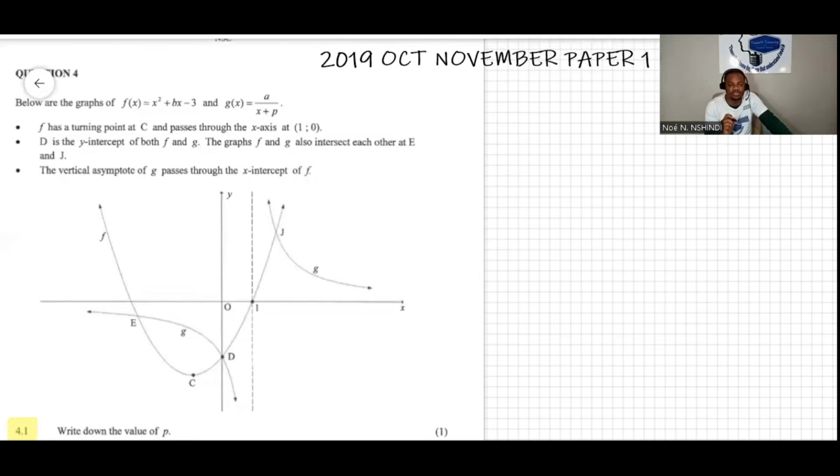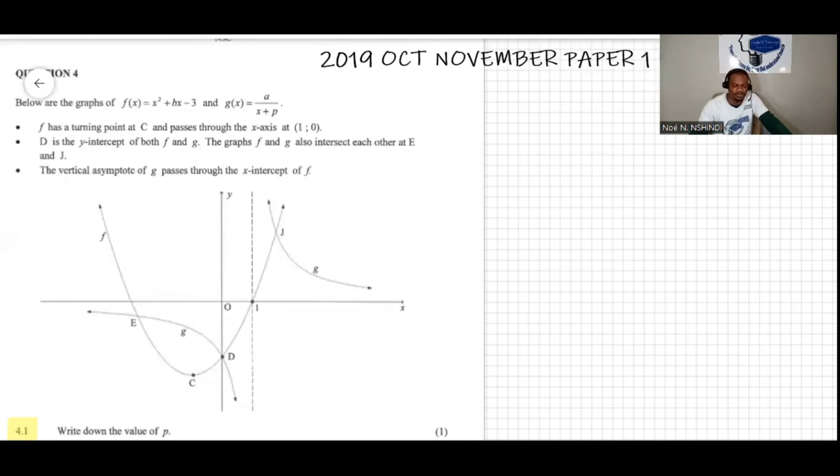The vertical asymptote of g passes through the x-intercept of f. Now, question 4.1, for instance, says write down the value of p. Okay, so we know that p here will determine the asymptote, right? Because this is the asymptote of the hyperbola. If you look here, we have a vertical asymptote which is 1, and then writing the value of p here, you can say p is 1, right?